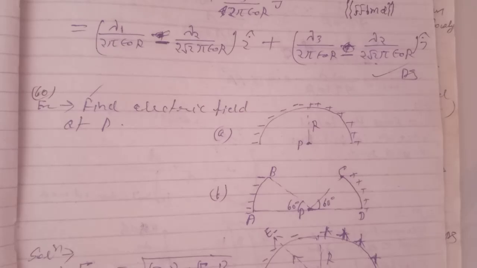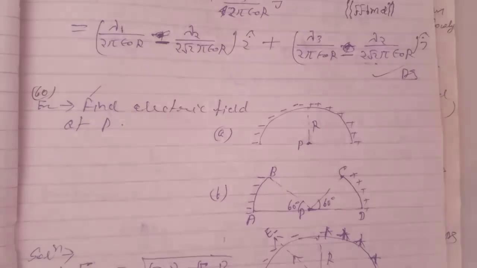Similarly, E1 is lambda by 2 pi epsilon naught sin pi by 4, equal to lambda by 2 root 2 pi epsilon naught r. So the magnitude will be under root of lambda by 2 root 2 pi epsilon naught r to the whole square plus lambda by 2 root 2 pi epsilon naught r to the whole square, equal to lambda by 2 root 2 pi epsilon naught r into under root 1 plus 1, or lambda by 2 pi epsilon naught r along the PA vector.